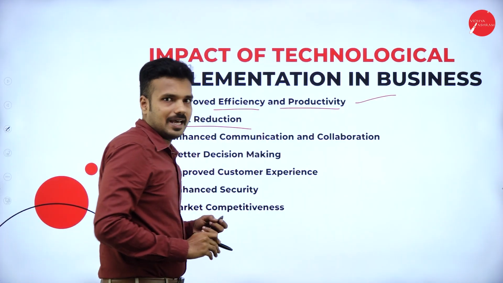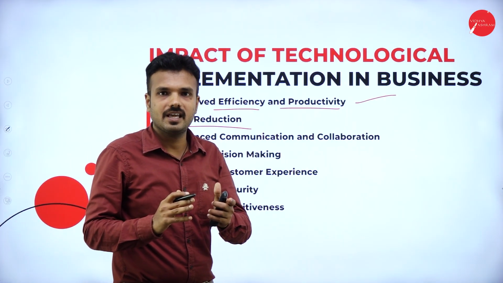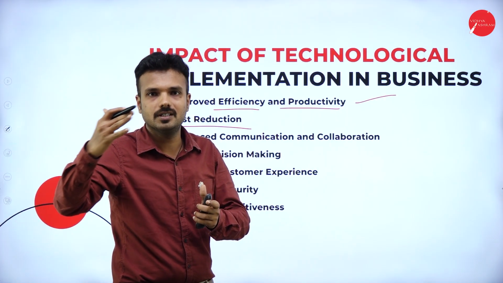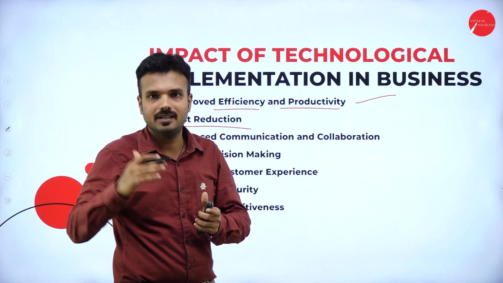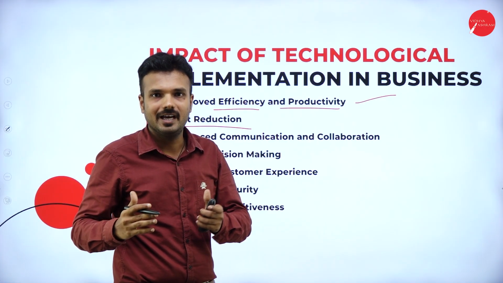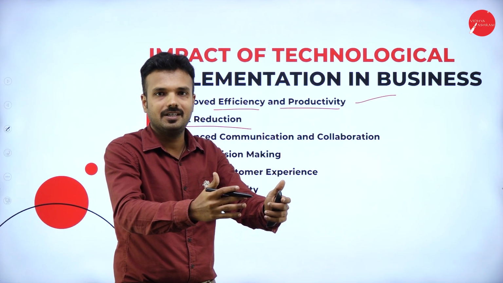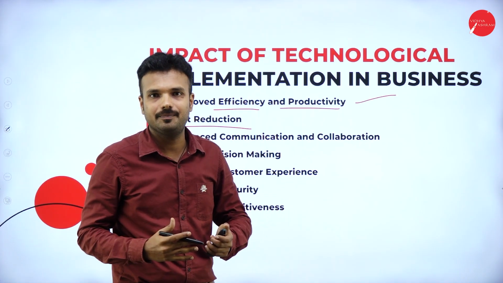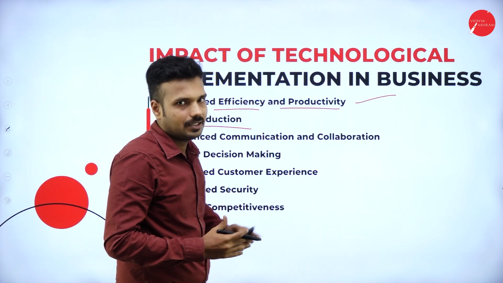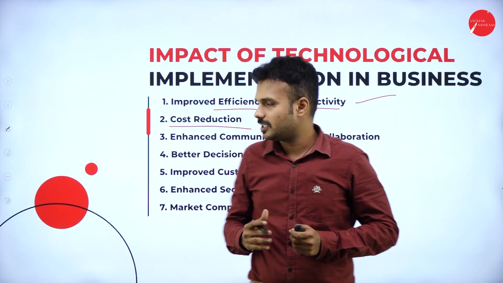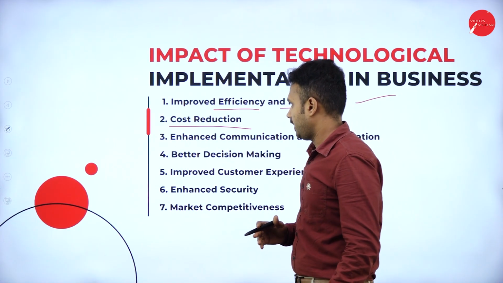Cost reduction. See what happens. A single machine can put in the effort of 10 individual people or 10 employees of an organization. I can hire a single technology instead of paying salary for 10 people. So it is going to reduce the cost of production, which leads to indirect profit for the organization.